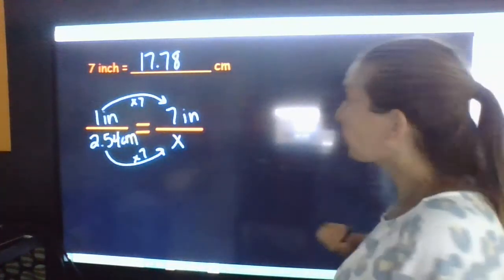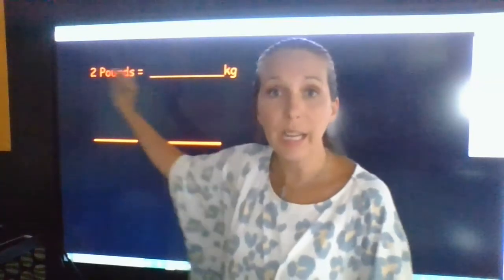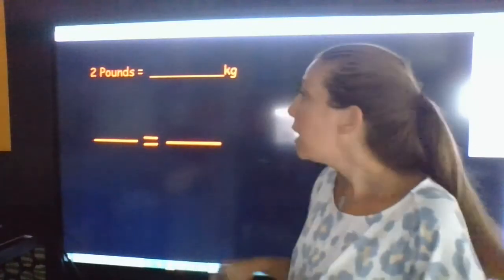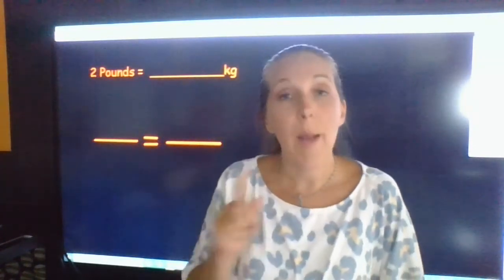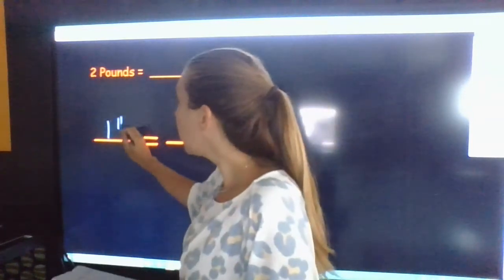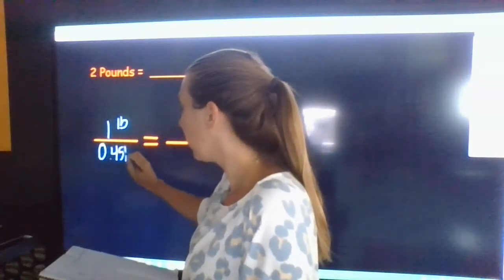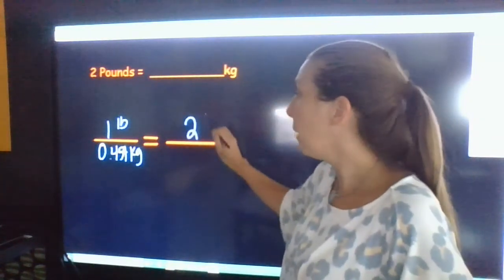Next problem is 2 pounds to kilograms. Pounds is our English measurement, and then kilograms is our metric measurement. So we're going to start with what we know. Go to your reference sheet and figure out what you know about pounds and kilograms. We know that 1 pound is about 0.454 kilograms. And I want to know about 2 pounds.